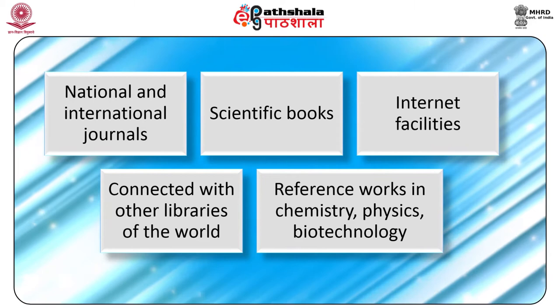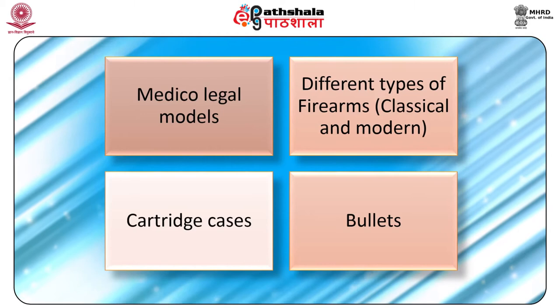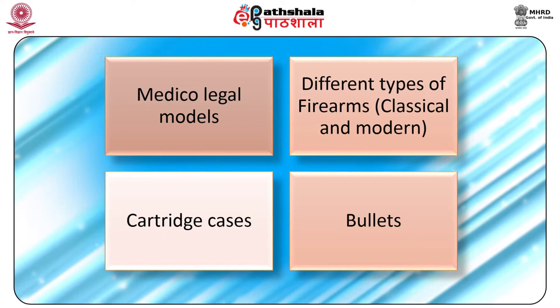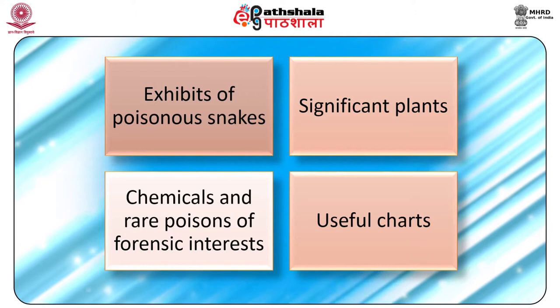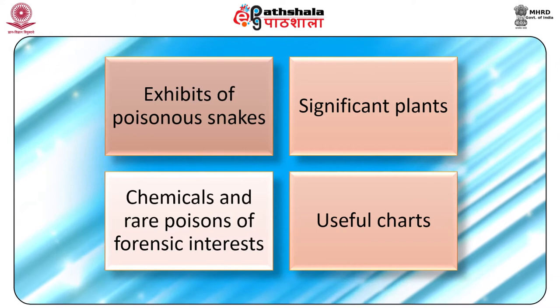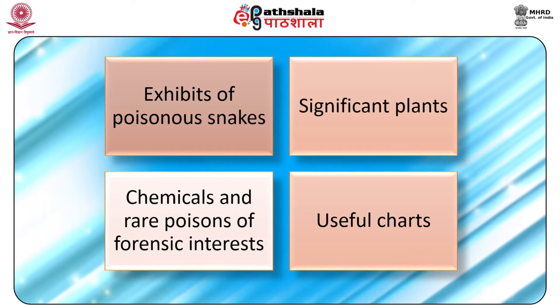Then there should be a forensic museum. A well-equipped museum should be established, which should have medico-legal models and different types of firearms, including classical and modern, cartridge cases, bullets, exhibits of poisonous snakes, scientific plants in the form of herbariums, chemicals, and rare poisons of forensic interest. Useful charts should be there to highlight various important and diverse aspects of forensic science.